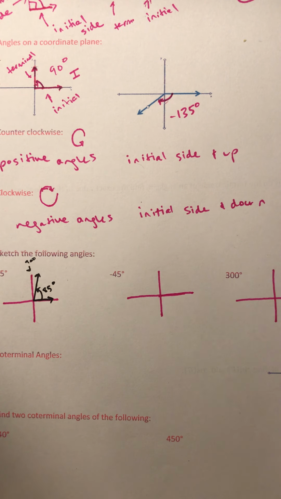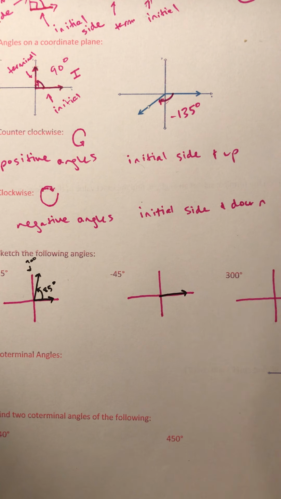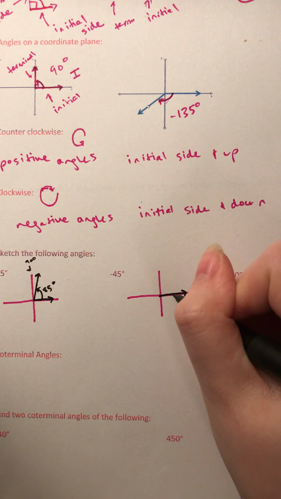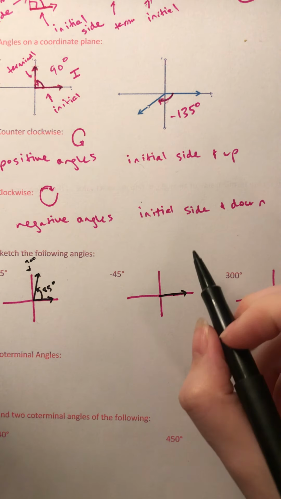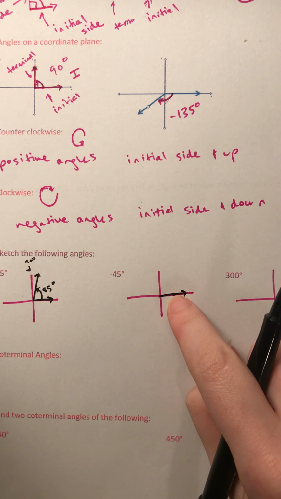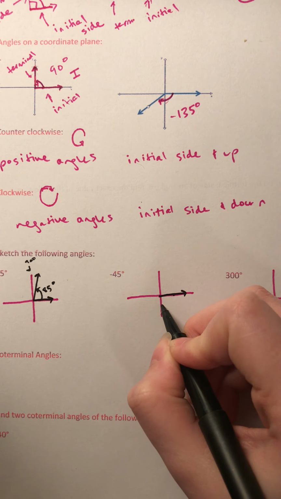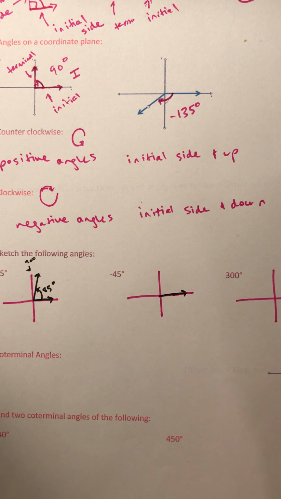All right, so negative 45 degrees. So I start with my initial side on the x-axis. And then remember, if we're going negative, that means we're going down. So we're going to start on this initial side and go down. Well, whether we're going positive or negative, one quadrant is 90 degrees. So if I went from here to here, that would be 90 degrees. Well, let's think. 45 is less than 90. And it's actually exactly half of 90. So I would say that negative 45 degrees would live right here.